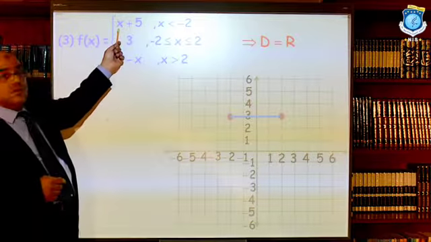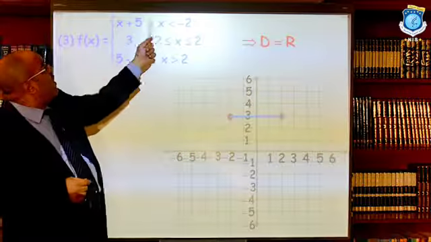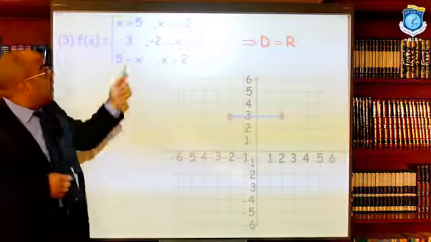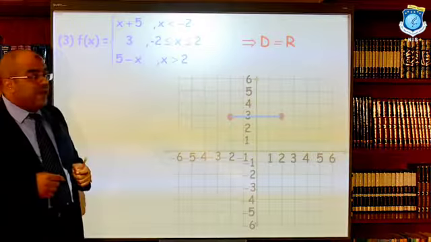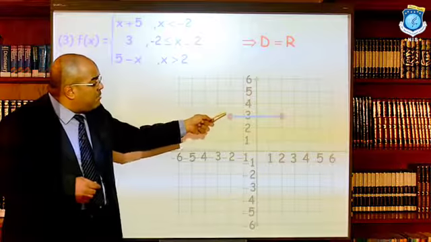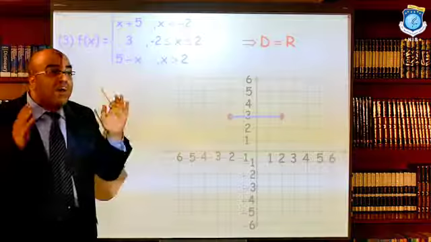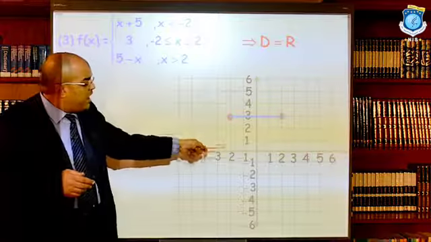Now let's start with x plus 5. If we replace x by negative 2, negative 2 plus 5 will be 3. So this point will be the starting point of this ray, because the first part is represented by a ray with starting point negative 2.